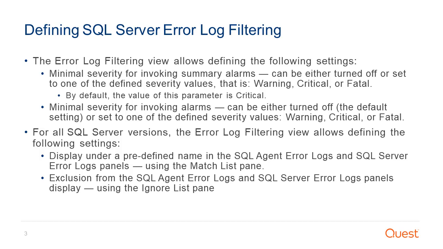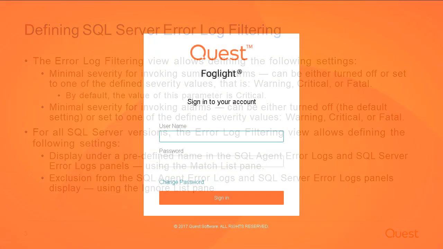Display under a predefined name in the SQL Agent Error Logs and SQL Server Error Logs panels using a match list pane. This pane contains a default list of expressions within the error logs that are to be retrieved and displayed in the error log panel under a predefined name, category, and severity.